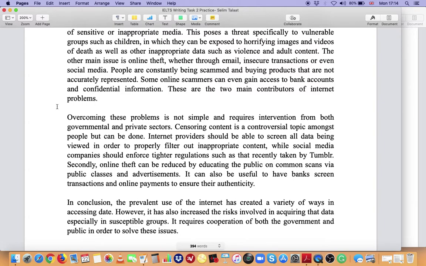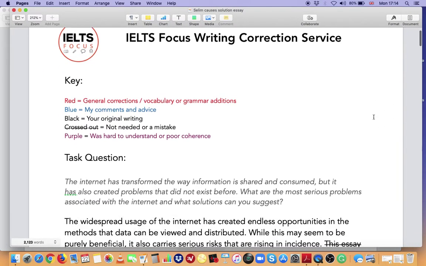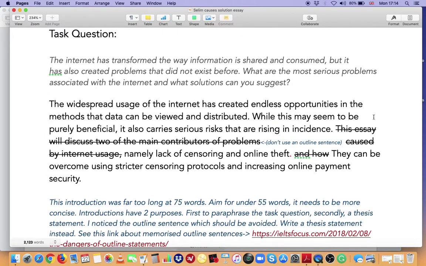Okay, now we're going to look at what I've done to correct that. So first of all, his introduction, as I mentioned before, was very long, and not only that, there's an outline sentence here in the introduction. Now outline sentences, they look like they're memorized, and I don't advise putting those into an essay. Now it may not lose your band score, but it just doesn't look good for your vocabulary, and in fact the examiner may not even count those words. So it's better to actually write a thesis statement instead.